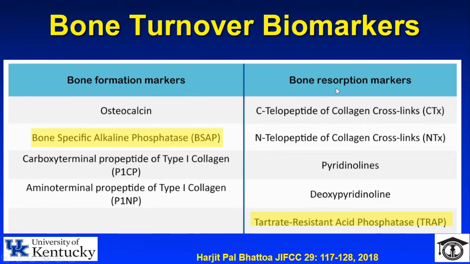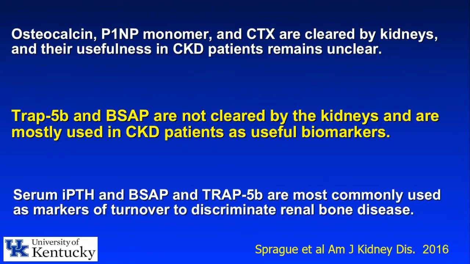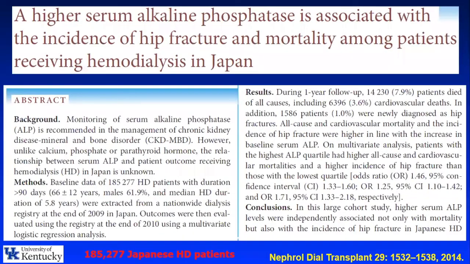But in CKD, these biomarkers are retained because they are excreted in the kidney, okay? So they are renally cleared and they are retained in CKD patients, but the bone-specific alkaline phosphatase and tartrate-resistant acid phosphatase are not usually retained. So these, along with the PTH, are the most commonly and most widely used bone turnover markers.